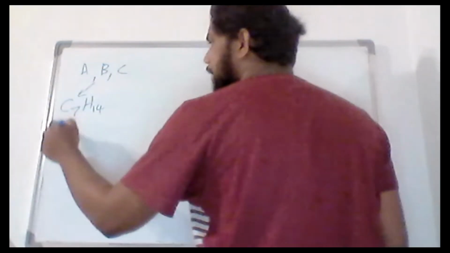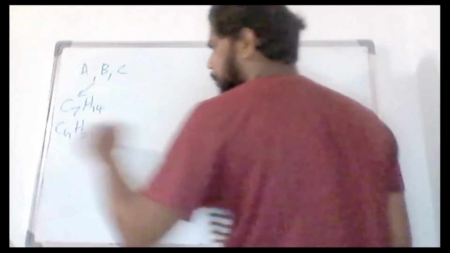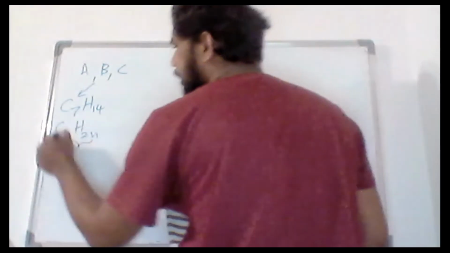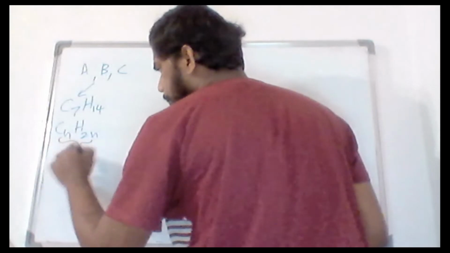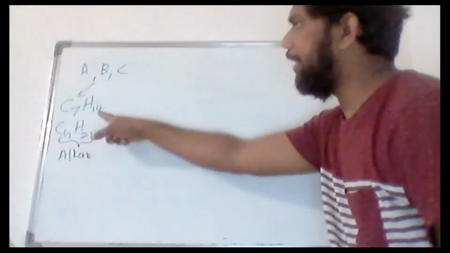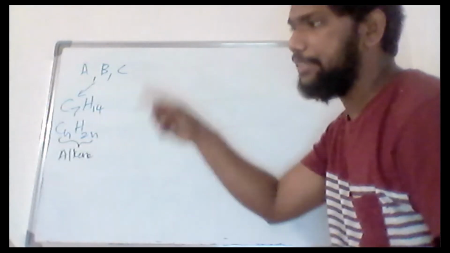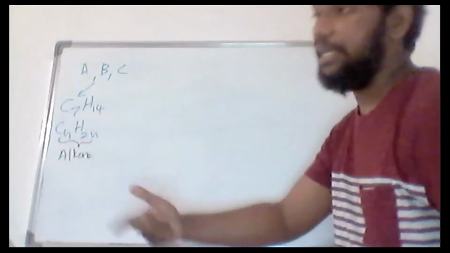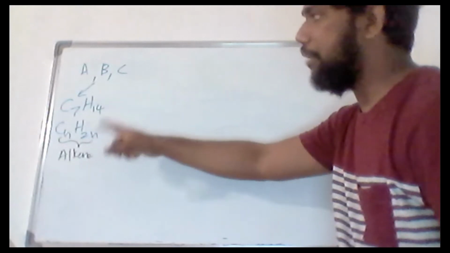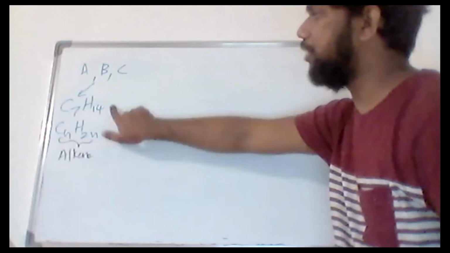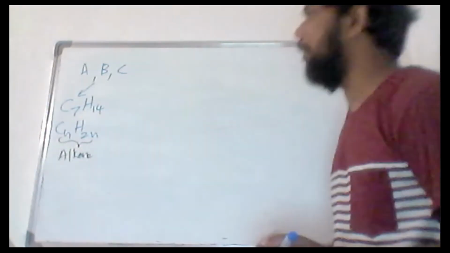The formula is like CnH2n, right? So CnH2n gives the idea this is an alkene. Because if it is an alkane, it should be C7H16, where CnH2n plus 2. If this is an alkyne, it should be CnH2n minus 2. But here this is CnH2n. So first idea, this is an alkene.